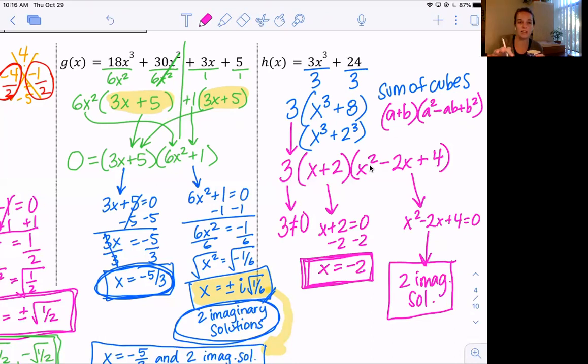So if you were to do that, you would get down to it and you would have the square root of a negative number, right? So that square root of b squared minus 4ac, that's going to be negative. And that means that you have 2 imaginary solutions.